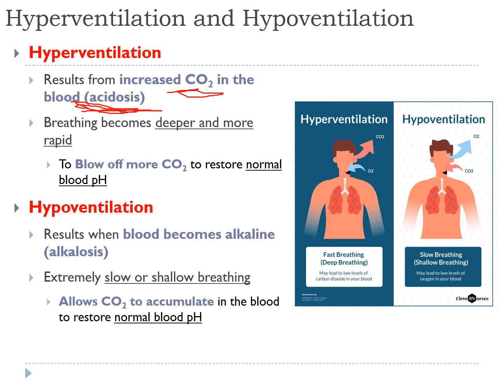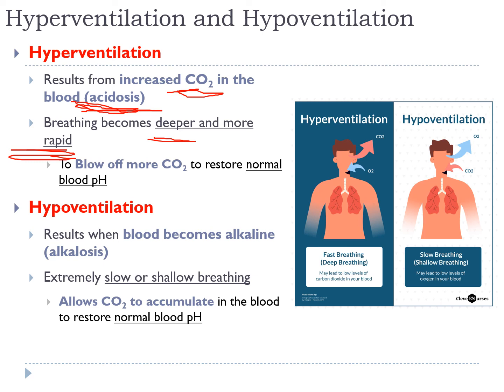So if you get too much CO2 traveling around in your blood, it causes your blood to become too acidic. And so what happens is your body starts causing you to breathe rapidly, so faster and deeper. So that's that.